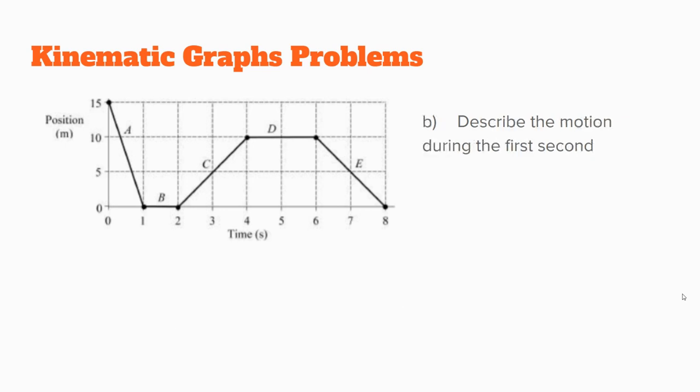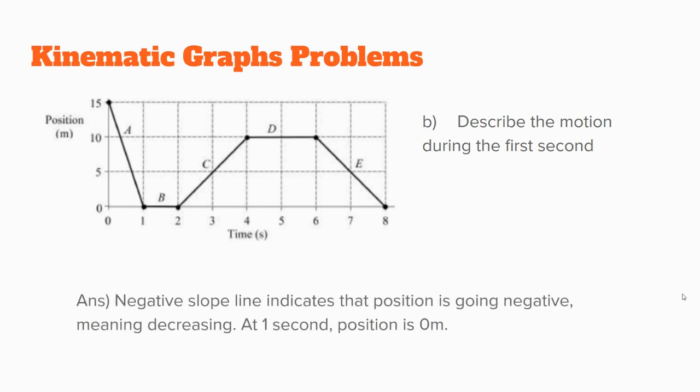How about B? Describe the motion during the first second. Please stop the video if you need time. A negative slope line indicates that position is going negative, meaning decreasing. At 1 second, position is 0 meters.